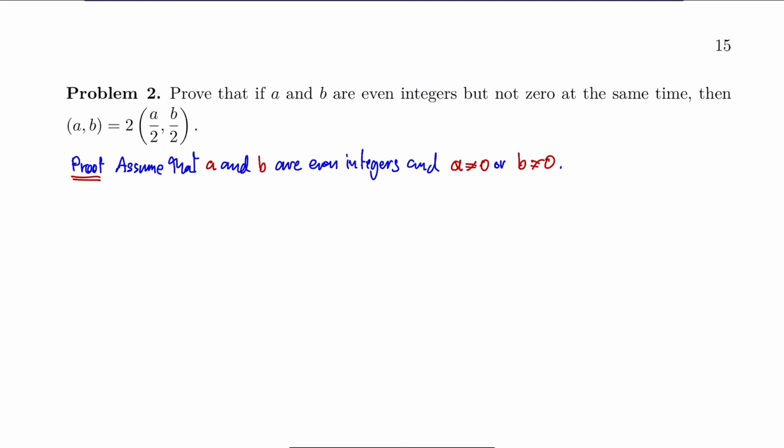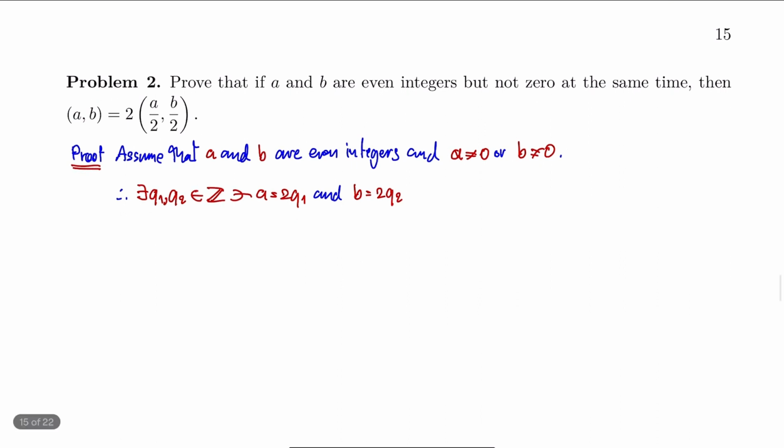So what do we have? When a and b are both even integers, there exist integers q1 and q2, right, such that a equals 2q1 and b equals 2q2. Okay, so what can we do next?